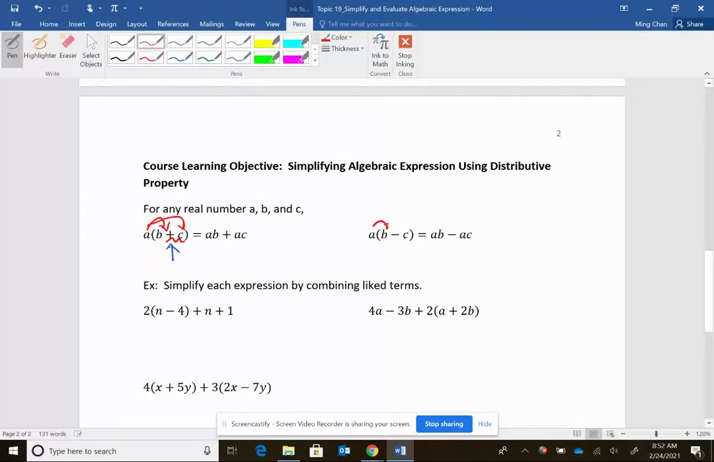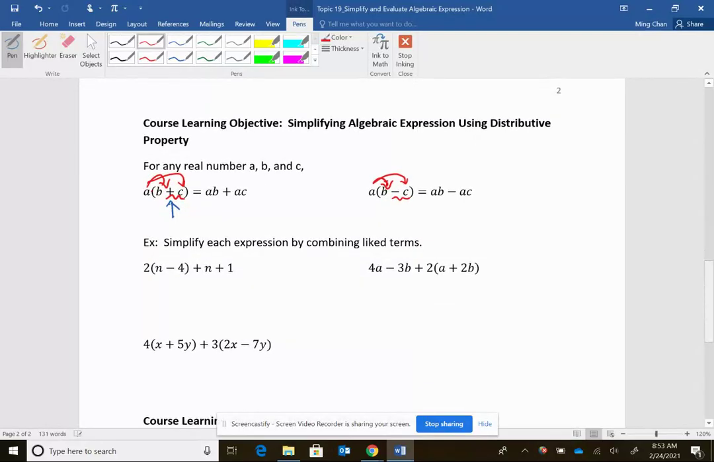All right. Same thing with the subtract version. A times b gives me ab. Then we say a times negative c. That will give me negative ac. So let's check it out. How do you identify the terms that need to be distributed? Well, what do you have to see? You have to see parentheses, right? And you have to see more than one term inside the parentheses.